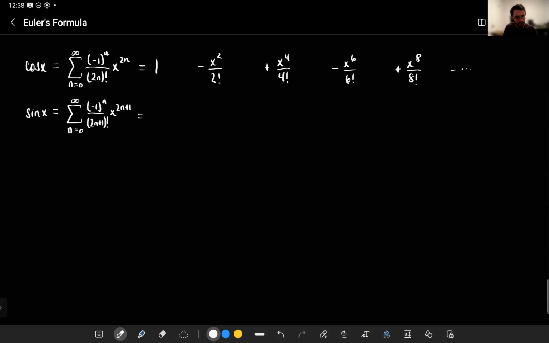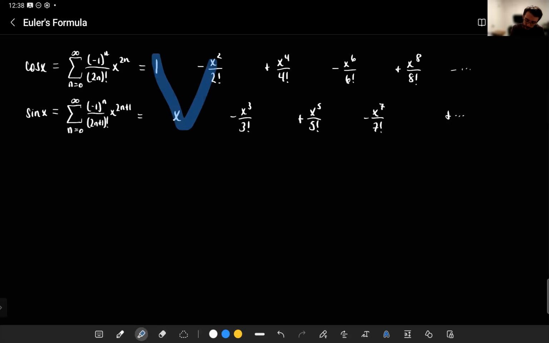And then sine grabs all the odd powers. If I plug in n equals 1 here, my first term is x. My second term is minus x cubed over 3 factorial, so odd powers, plus x to the 5th over 5 factorial, minus x to the 7th over 7 factorial, and then plus dot dot dot. It goes on forever. And what you might wonder is, what happens if I combine these two series?